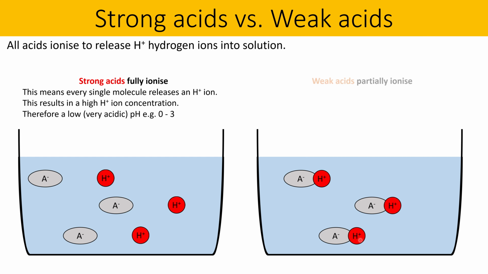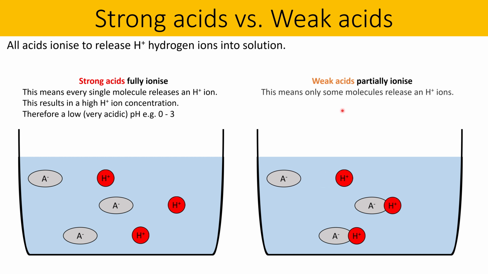Now, if I was to look at the weak acid, to be called a weak acid, you only partially ionise. What this means is that only some of the molecules are actually going to split up and release their H+ ions. So that results in a lower concentration of H+. And if you've got fewer H+ ions, then you're not going to be as acidic. So you're going to have a higher pH, probably in the range of about 4 to 6.